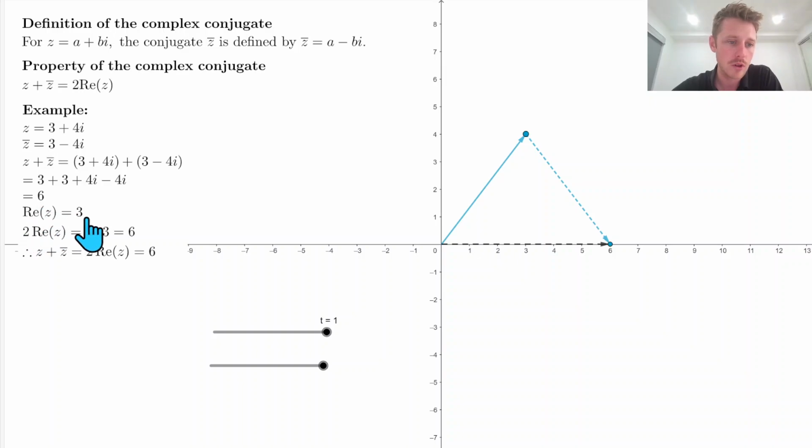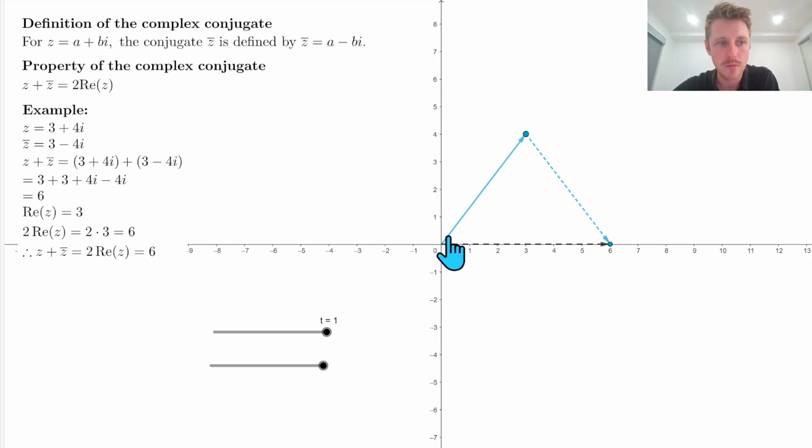We know that the real component of z was 3, and you can see that 6 is just 2 times 3. And so therefore z plus z bar is 2 multiplied by the real component of z. Okay, that might be a little bit confusing algebraically. Hopefully it's not, but maybe graphically it'll make more sense.